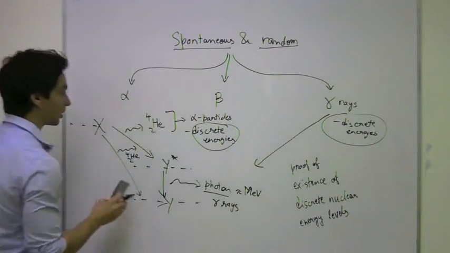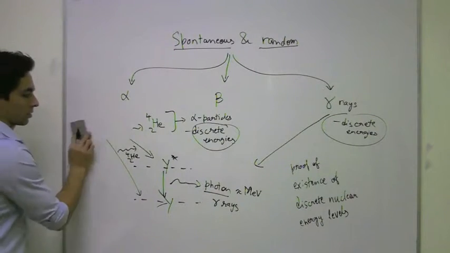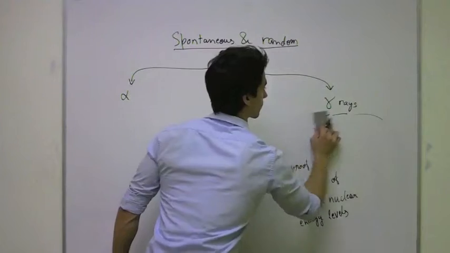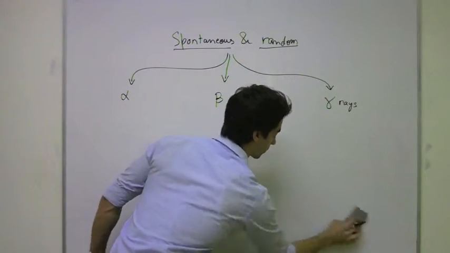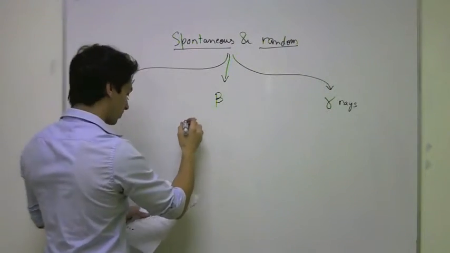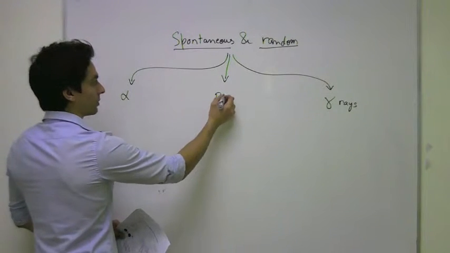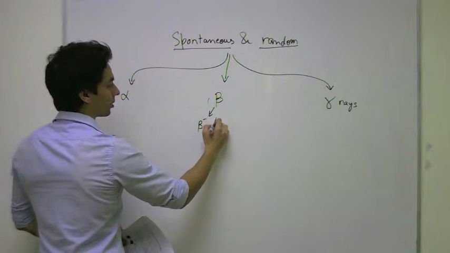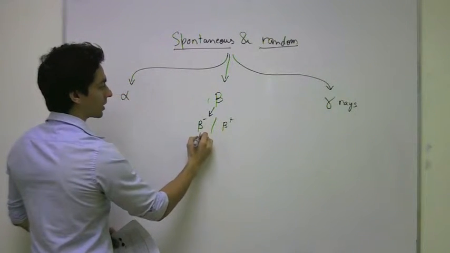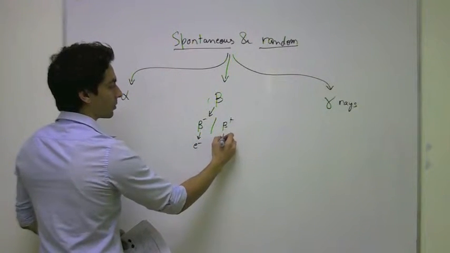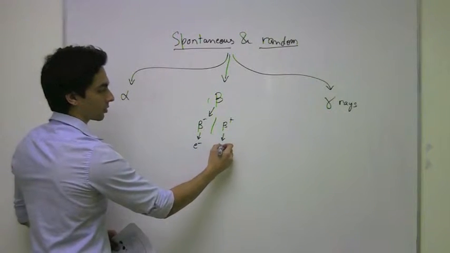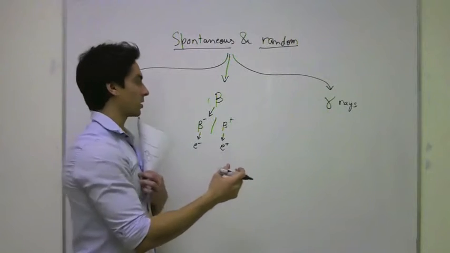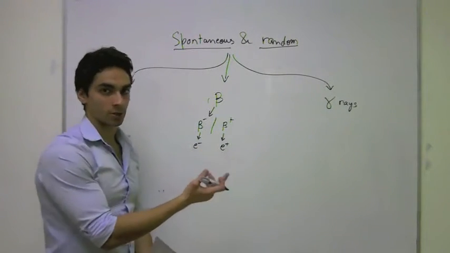Now let's talk about beta particles. So what happens in beta particles? Beta particles are of two types, beta negative or beta positive. Beta negative is simply an electron. Beta positive is the antiparticle of the electron, called a positron. It's of the same size as an electron, but it has a positive charge.